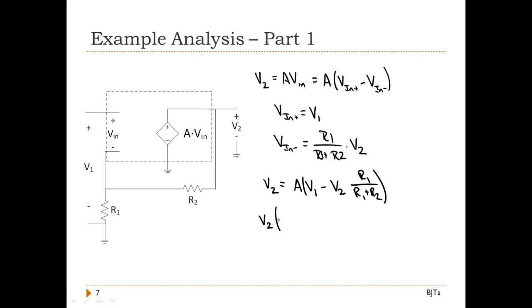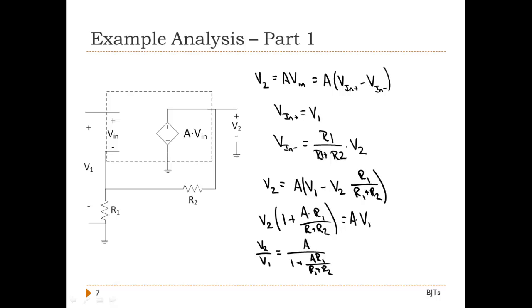If we rearrange, we get V2 times (1 plus A times R1 over R1 plus R2) equals A times V1. Rearranging further, we can get that V2 over V1 equals A over (1 plus A R1 over R1 plus R2). Since A is very large, the term A R1 over R1 plus R2 in the denominator should be significantly larger than 1, and so we can ignore the 1.